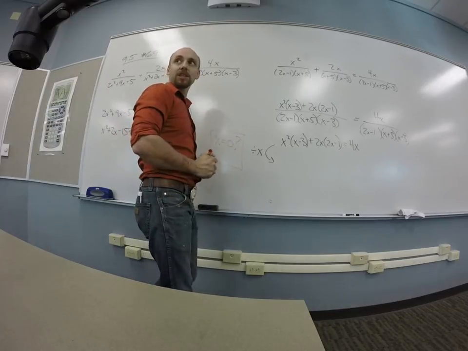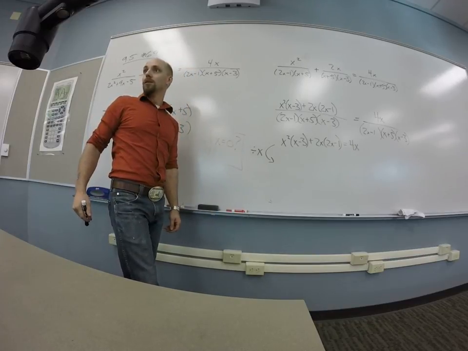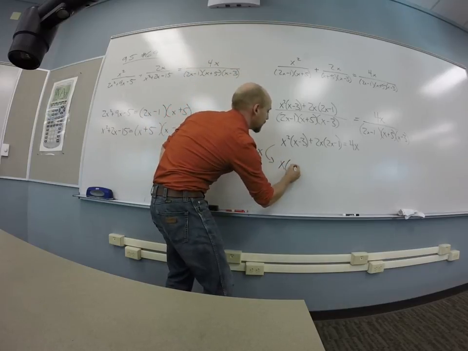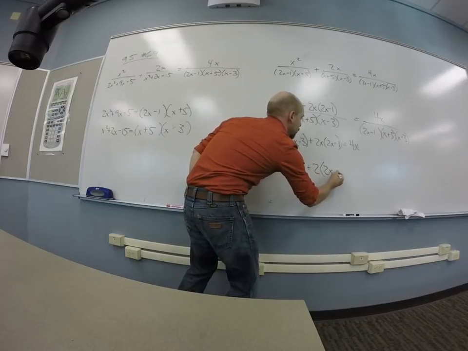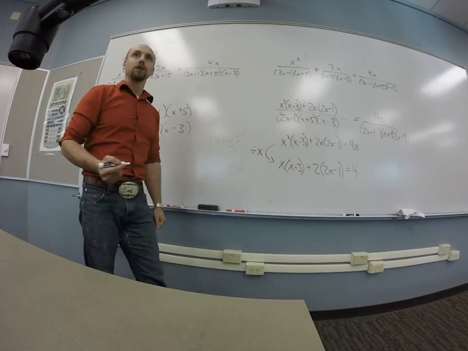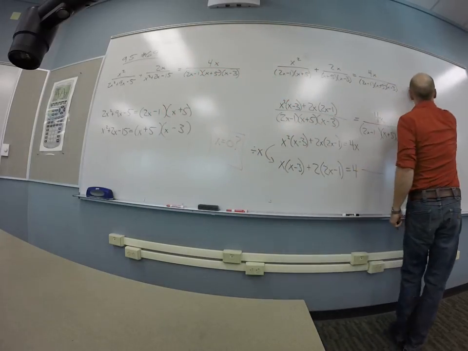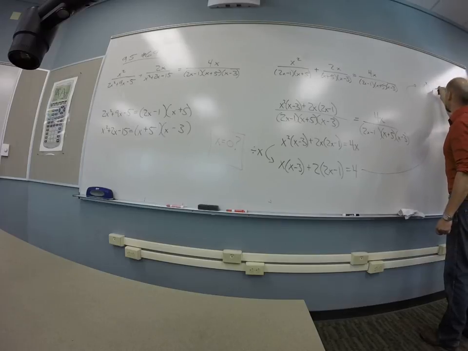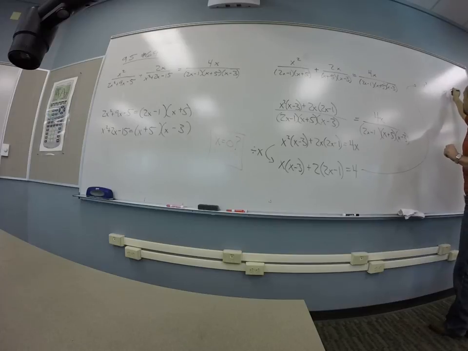What do I do with x is 0? I might have to think about that later. But if I just divide by it, I'll end up with x times (x minus 3) plus 2 times (2x minus 1) is 4. And see now that you can distribute, and it won't give you a cubic. I'll get x squared minus 3x plus 4x minus 2 equals 4.